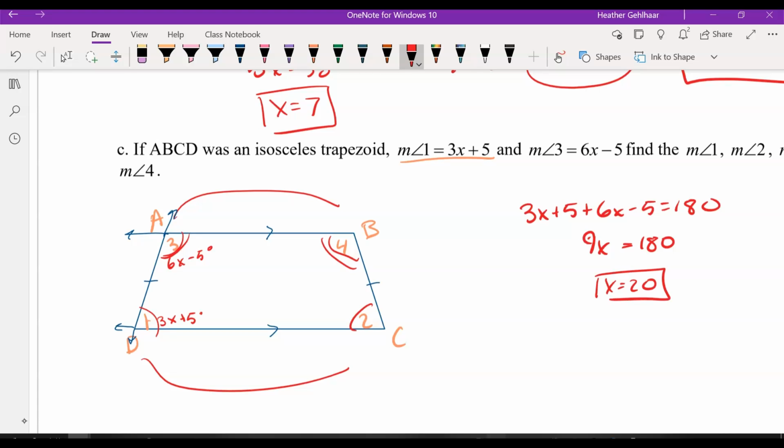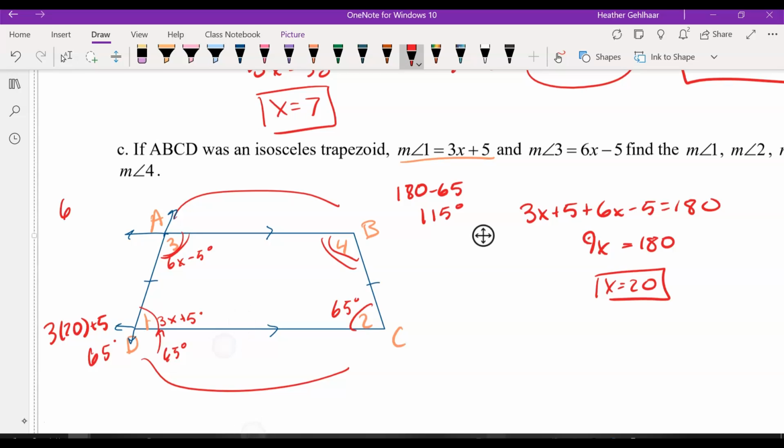And then to find the angles, we're going to plug it in. So we have here 3 times 20 plus 5. We're going to get 65 degrees. So this angle is 65 degrees. We know angle 2 will also be 65 degrees because those two are congruent. What you could do is just 180 minus 65, and we'll get 115 degrees. Or you can go ahead and do 6 times 20 minus 5. So this angle will be 115 degrees, and this one will also be 115 degrees because it is congruent.